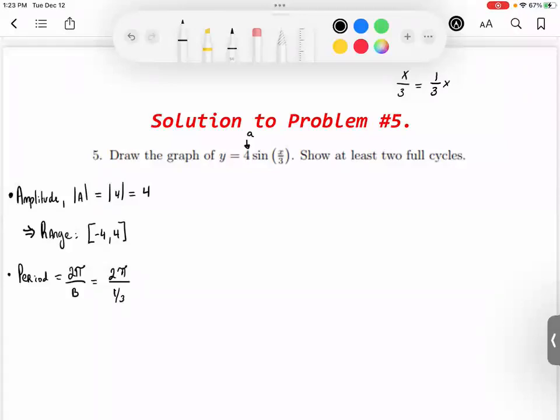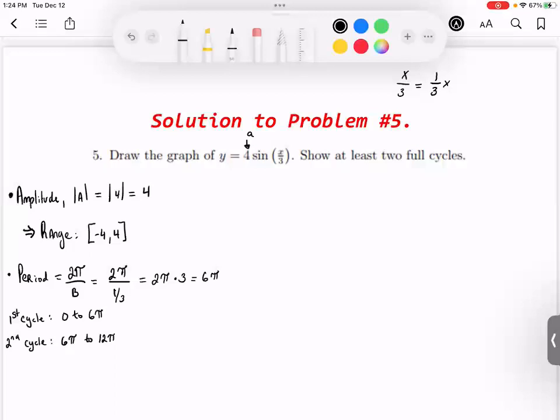So if you want to figure out the period, you do 2 pi times the reciprocal of 1/3, which is 3. So 2 pi times 3 is 6 pi. So what this means is that the first cycle goes from 0 to 6 pi, and your second cycle will go from, I believe, 6 pi to 12 pi, because again, the period gives you the length of your cycle.